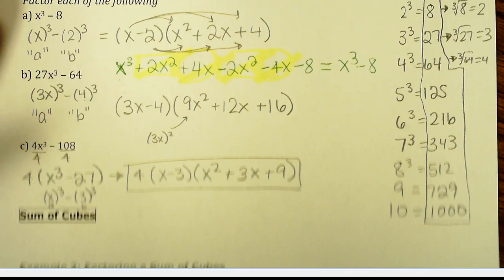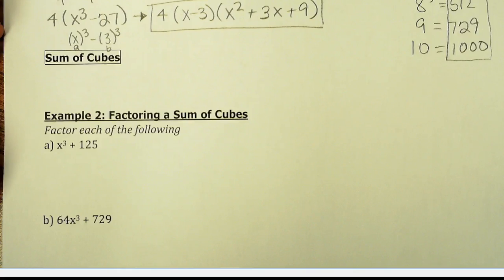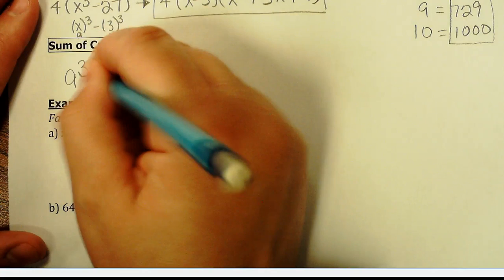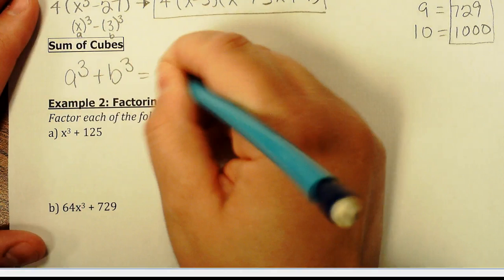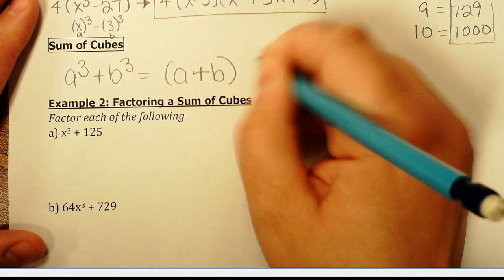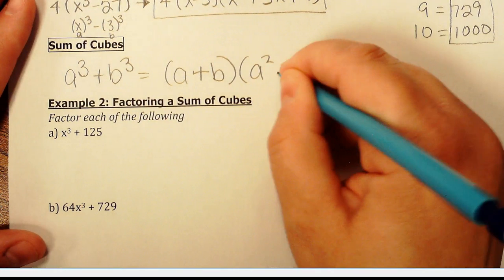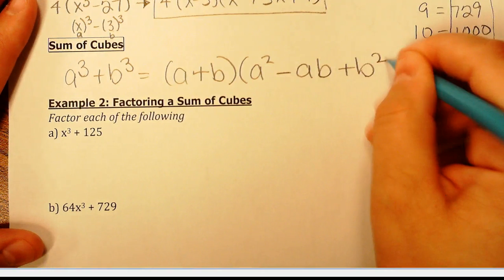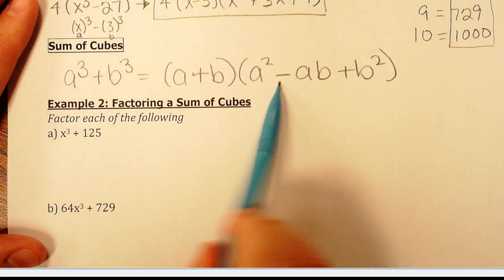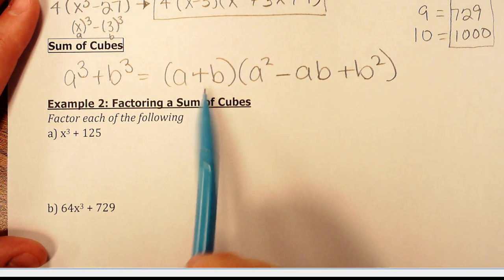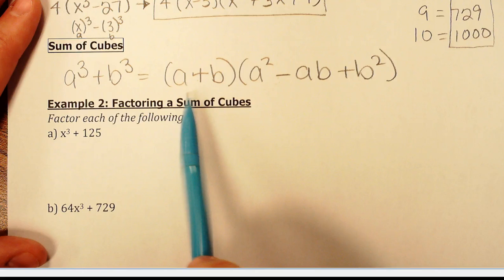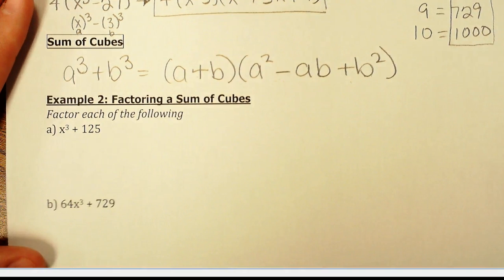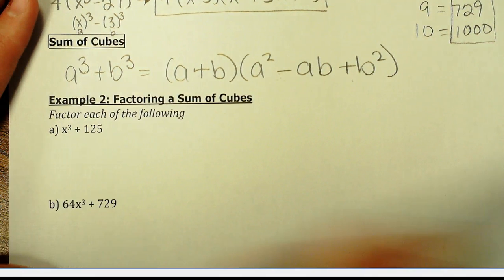Okay, now sum of cubes works extremely similarly. The formula just looks a tiny bit different. So this is a cubed plus b cubed. Here's the difference. This is a plus b. And then a squared, the first term is minus ab and then plus b squared. So basically these switch from the difference. So the difference of cubes, you have a minus plus plus, and for the sum of cubes you have a plus minus plus. This works the same way where it's going to cancel out all those middle terms.